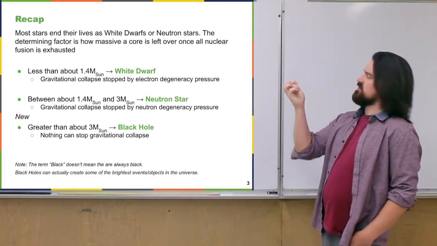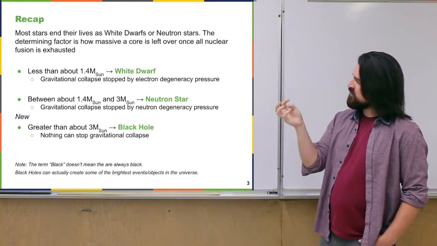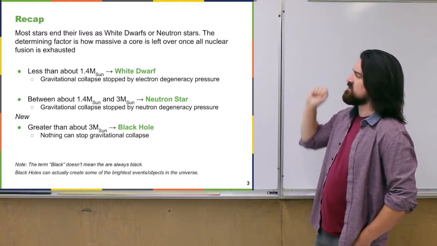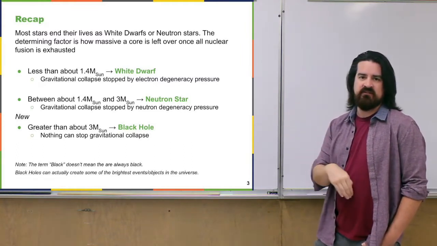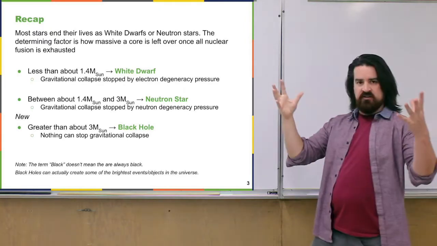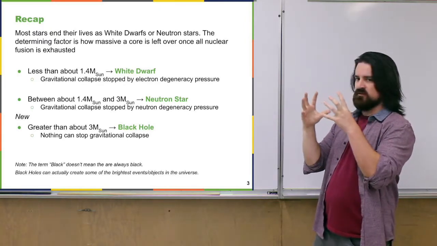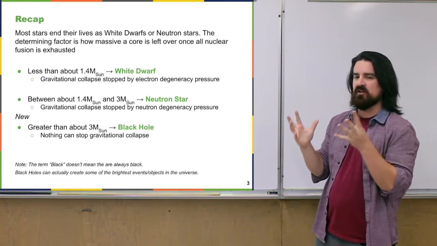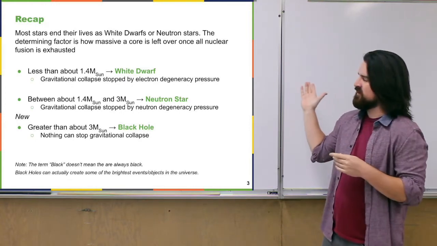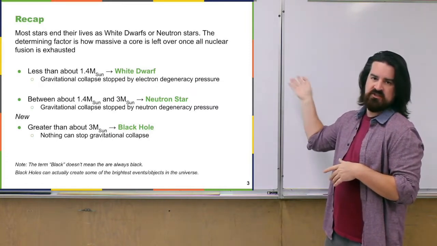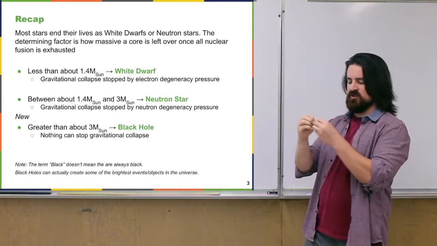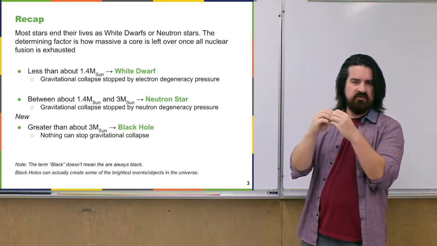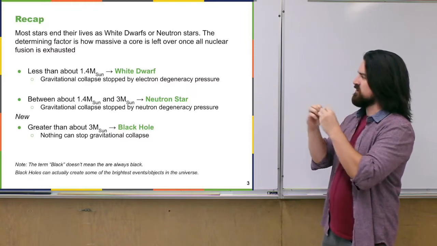So what's left is that core, and if that core is less than about 1.4 times the mass of our sun, it's going to end its life as a white dwarf. This is when the collapsing of that core due to the force of gravity crushing things in is not terribly large, and so it's able to be stopped by what I told you about, electron degeneracy pressure, which is basically electrons not wanting to overlap in the same space, be in the exact same place, so they push back when they get too close.